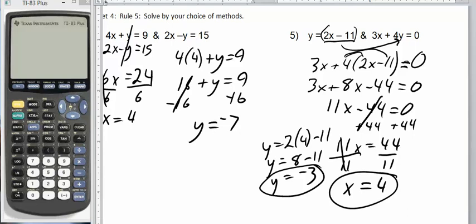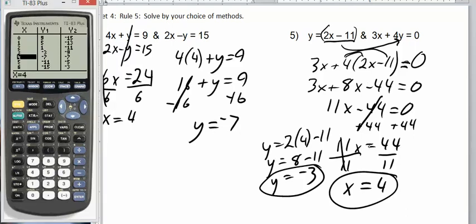Now, if we wanted to do just this step on the calculator, remember we can go into y equals, and we can put this into the calculator, just like this. 3x plus 4 times 2x minus 11, close parentheses, and then the 0 goes on the other side. And we go into our table. We need to find where these are the same. And this right here would be your x value.